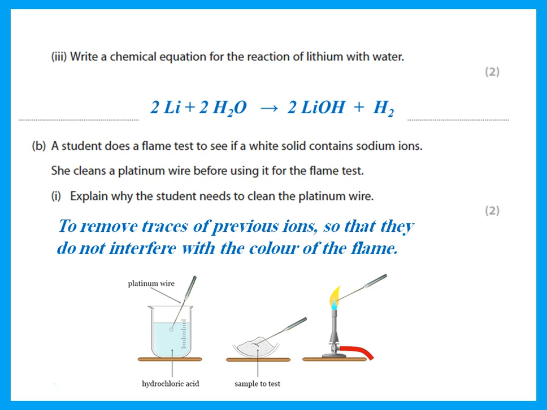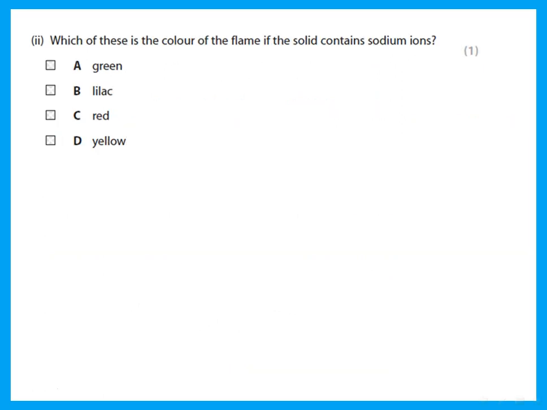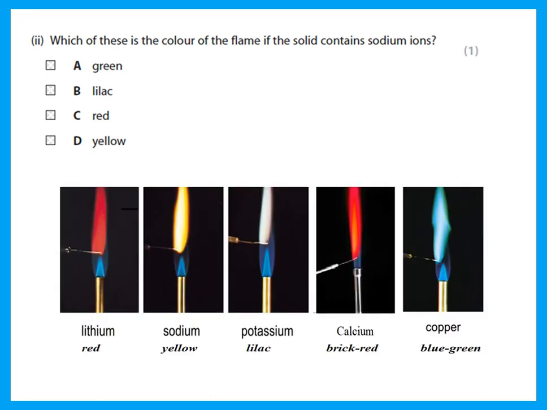So if he asks me to explain how do we do flame test, I would tell him dip or clean the platinum wire in concentrated hydrochloric acid, and then dip the platinum wire into the sample and then put it into the non-luminous flame of the Bunsen burner. That's how we do flame test. Okay, which of these is the color of the flame if the solid contains sodium ions? Remember, you are required to know these colors.